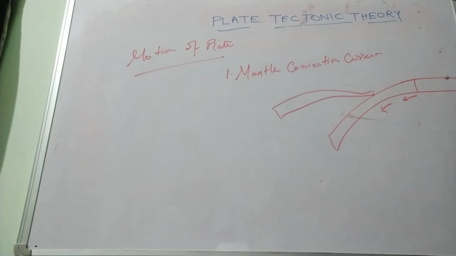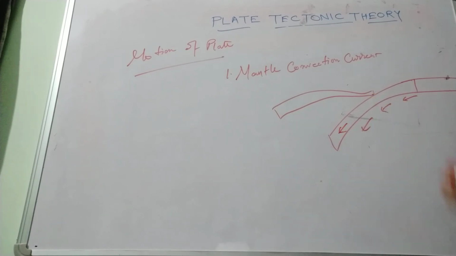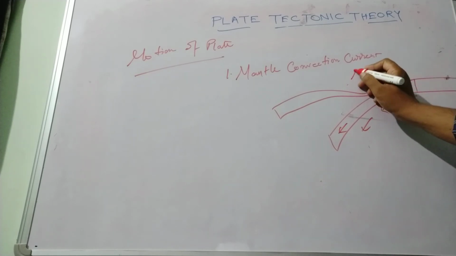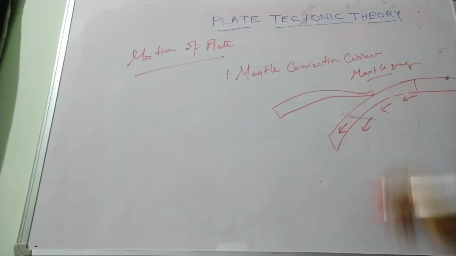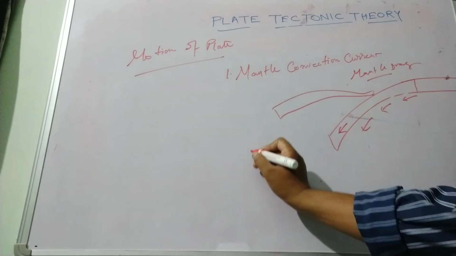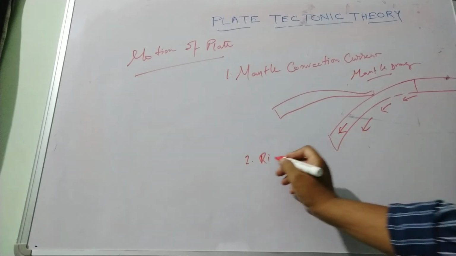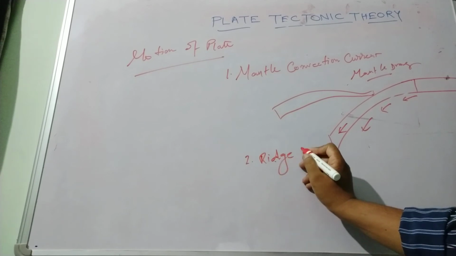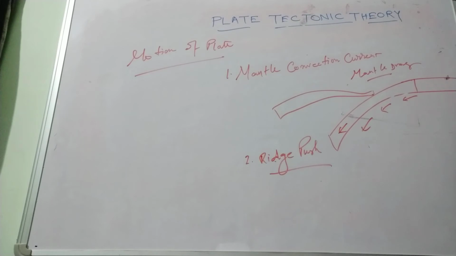According to this factor, the mantle convection currents carry the plate. It's called mantle drag. The second one is the ridge push, or buoyant upwelling mantle at the mid-oceanic ridge.